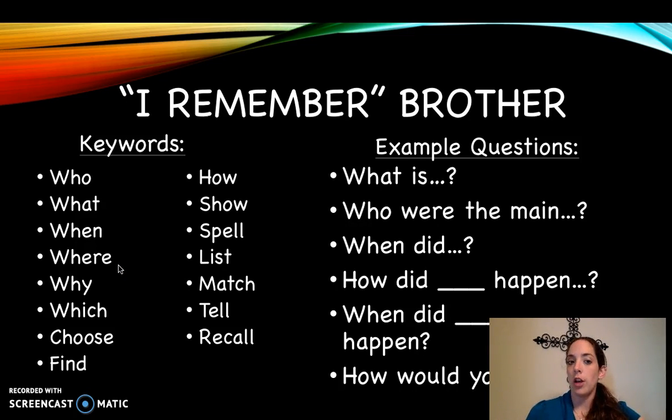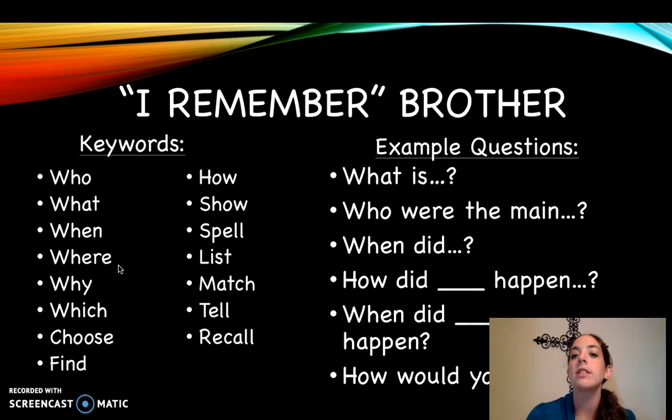So like I said earlier, I'm going to be giving you a list of keywords and example questions or question stems that you can write down and use in your classroom. So if you're asking questions that begin with who, what, when, where, why, how, spell, list, then you're most likely asking questions that the student can go back in the story or recall information that they've learned previously.